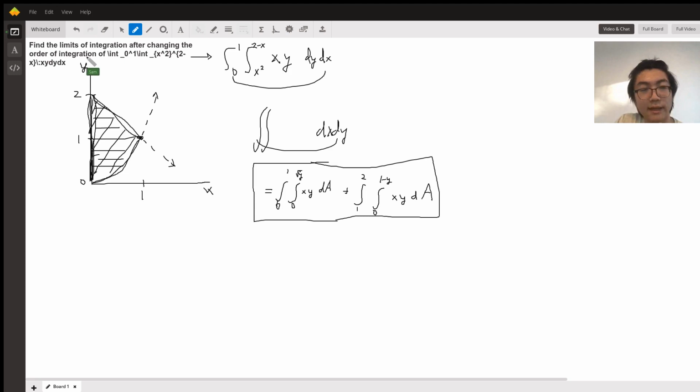And so I'd say this problem is kind of tricky because we have multiple limits of integration, but I hope this helps.